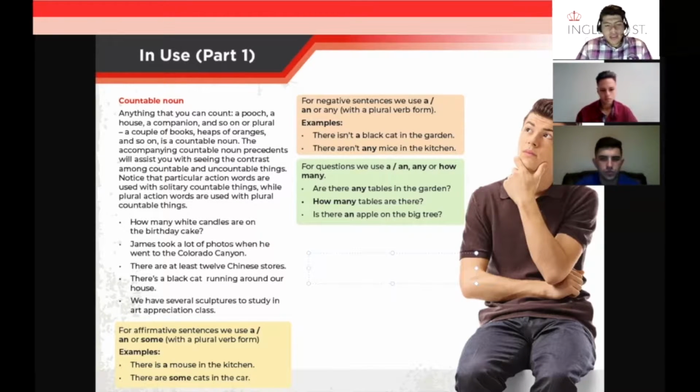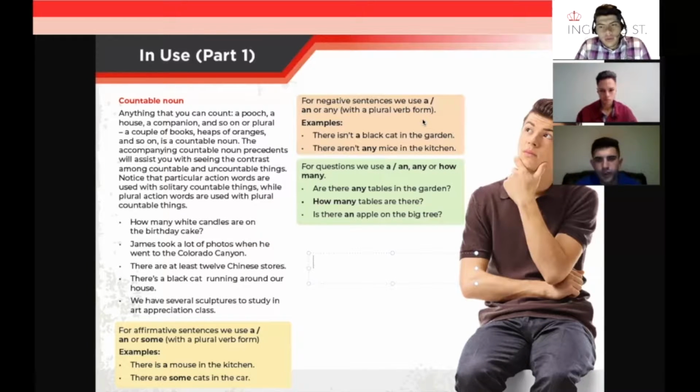In the next one, we use, there are some cats in the car. There are some cats in the car is talking about some cats, and it's also countable because we know that the word cat, que la palabra cat, has a plural, which is cats. Okay. Can you read the box in color orange, Tiago?